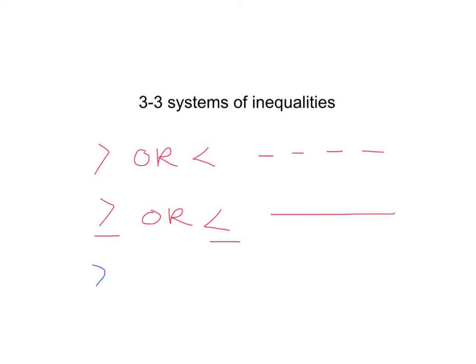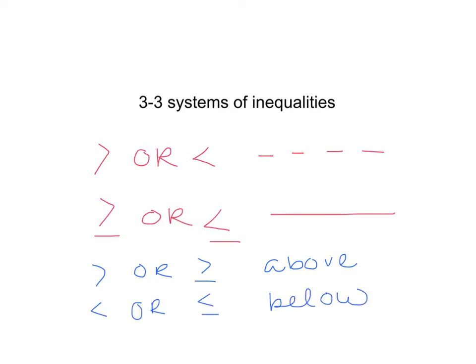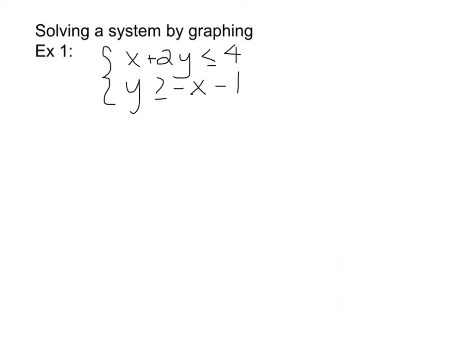Remember, greater than or equal to, you are going to shade above the line that you have graphed. Less than or equal to, you are going to shade below the line that you have graphed. So in section 3.3, we are only going to be solving by graphing. The book talks about using a table to solve these systems, but we are only going to do it by graphing. So right now you only know how to graph two equations.